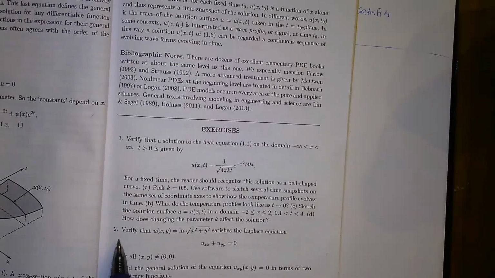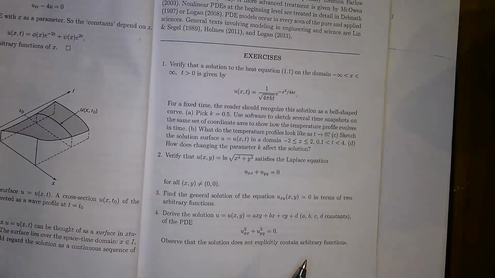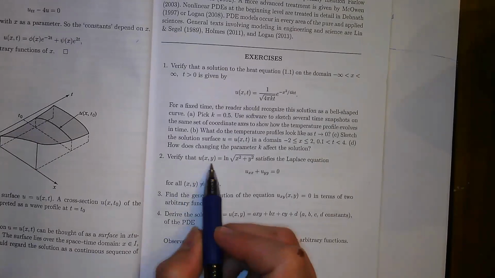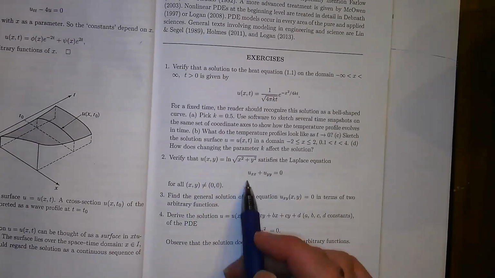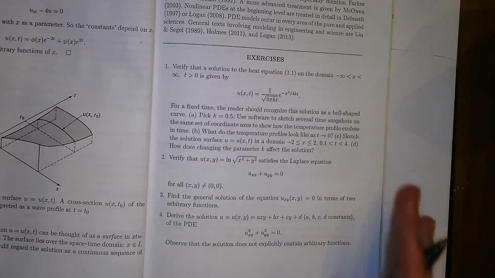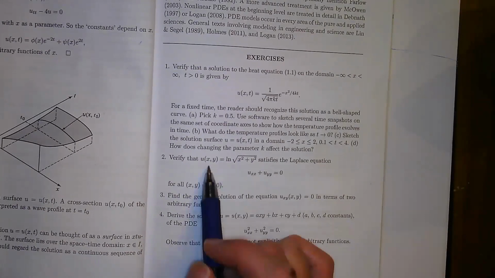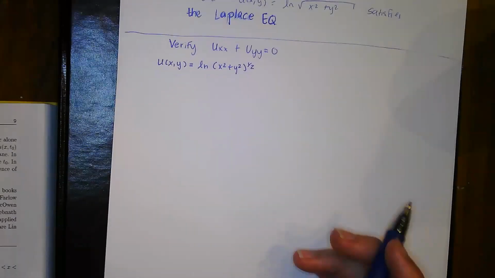1.1 exercise 2, which states that we want to verify the solution u of x, y, which is this, to satisfy the Laplace equation, which is u sub x, x plus u sub y, y equal to 0. So we want to validate that this is really a solution for the Laplace's equation. So that's what we're going to do here.